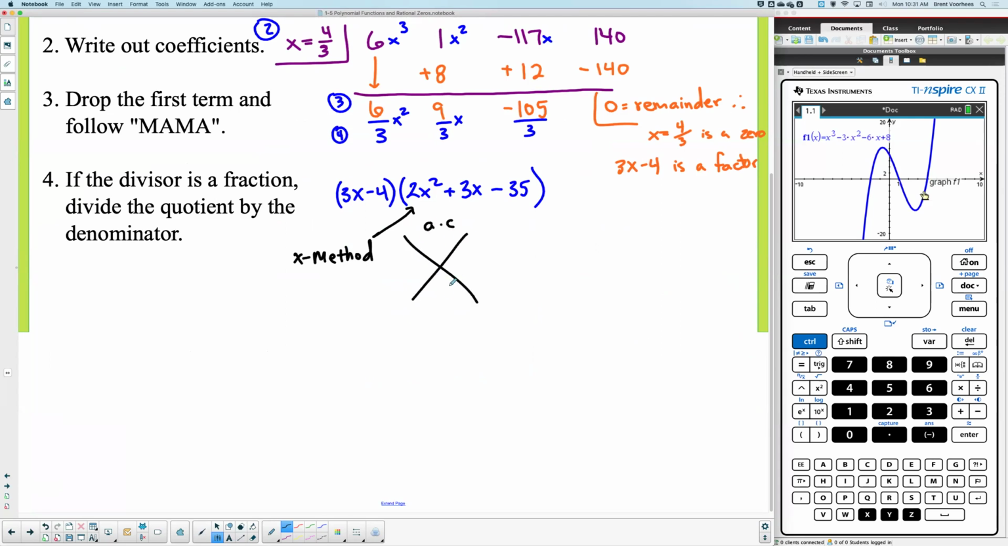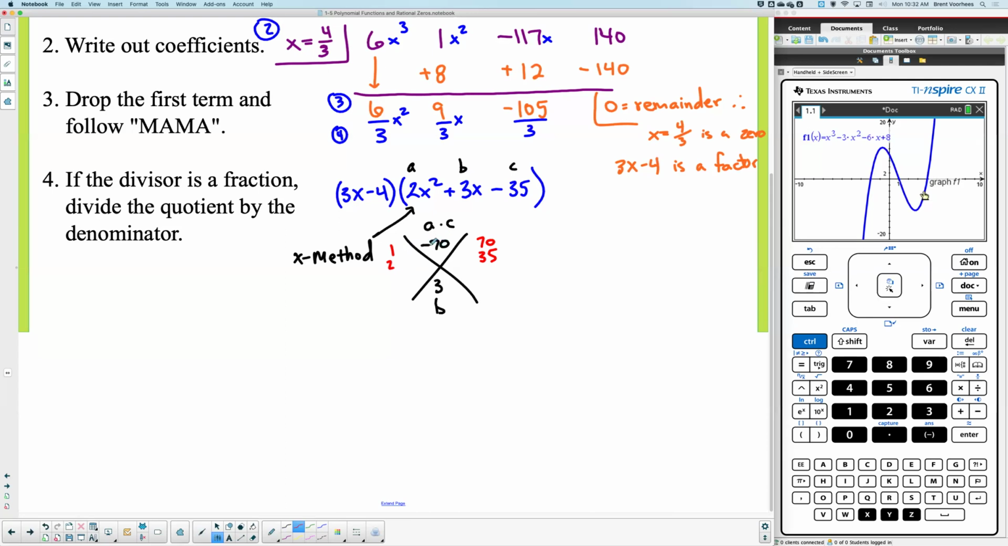So A times C over B. A, B, C. What's 2 times negative 35? Very good, negative 70. And okay, this is a bigger number. We probably need to write out the factors until we get something that could add or subtract to be 3. What can multiply to give you 70? Ignore the negative till the end. 1 times 70, 2 times 35, that's how we got to 70.